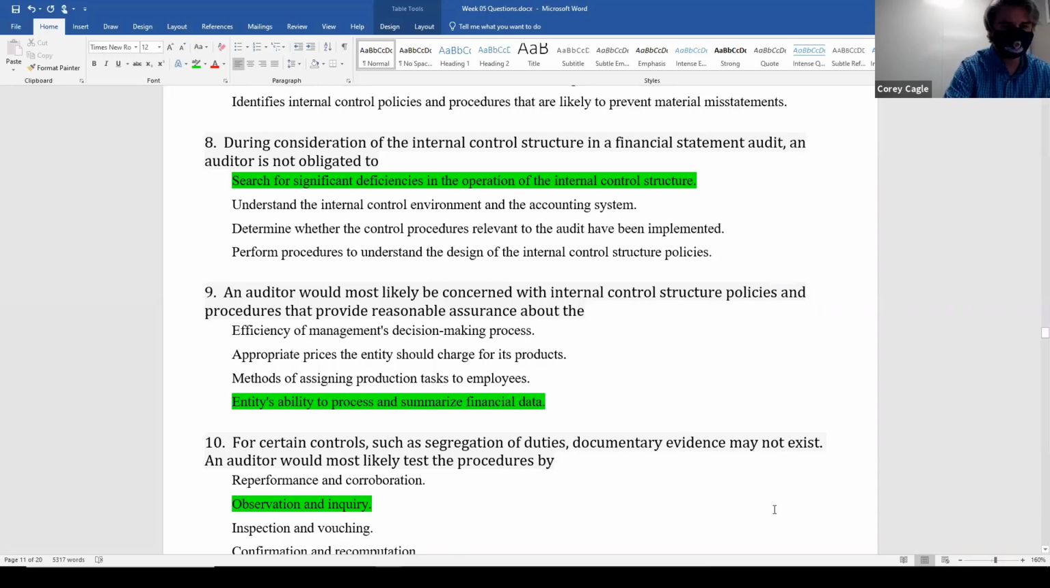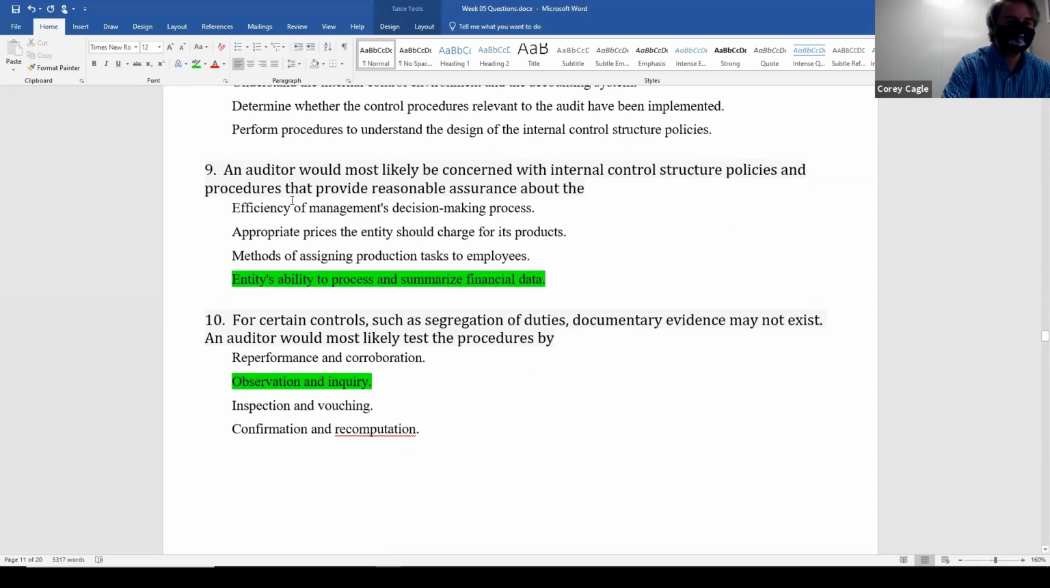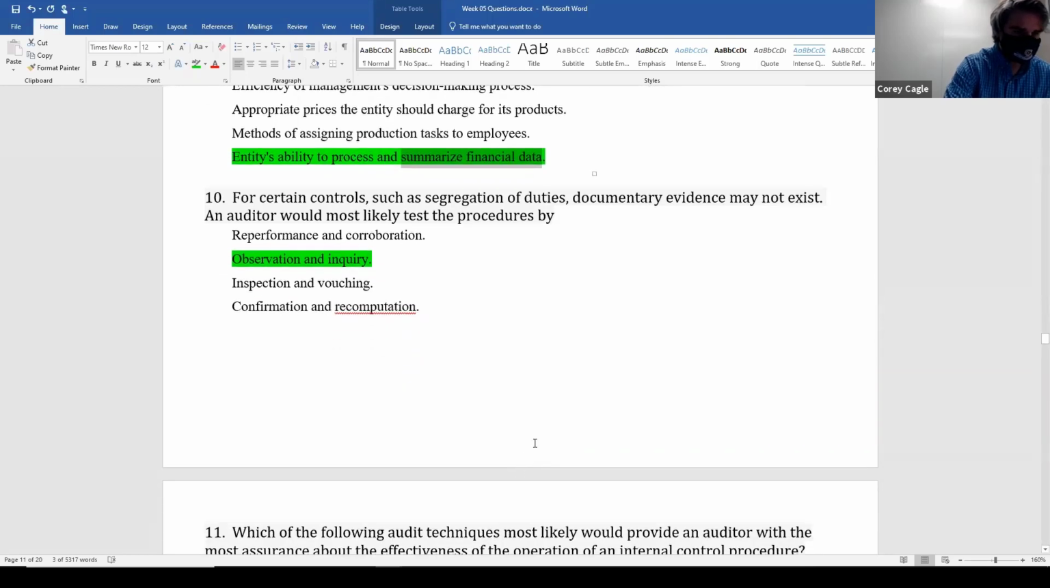How about 9? Another way of saying that same thing. Auditor would most likely be concerned with whatever has to do with financial statement stuff. There's a million different ways they can ask that. Let's see, 10 is kind of easy because the only other thing we would have the opportunity to do would be observation and inquiry. So it makes that one kind of easy.